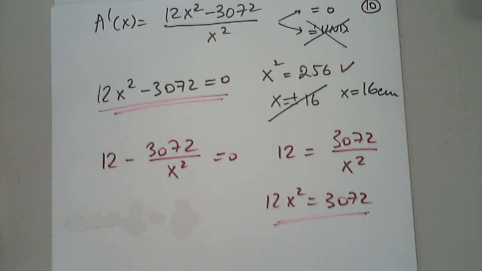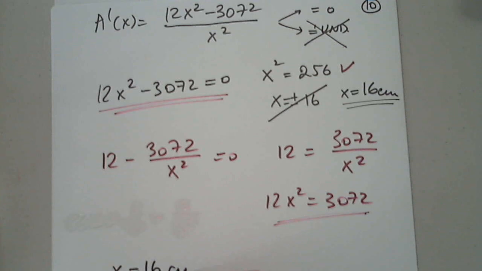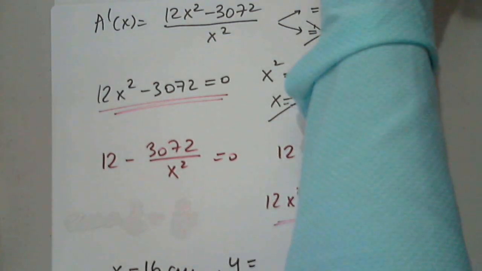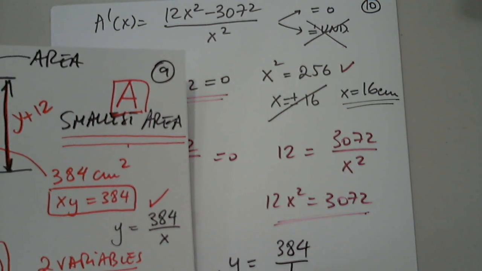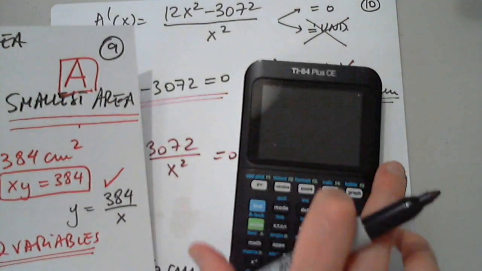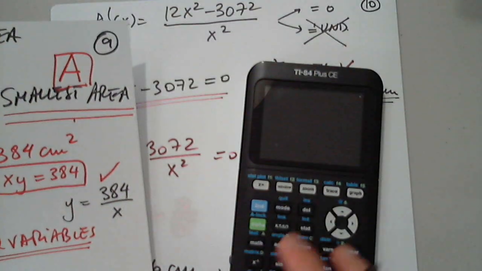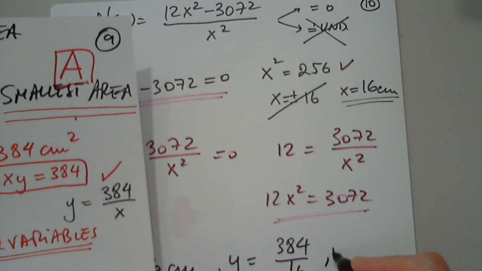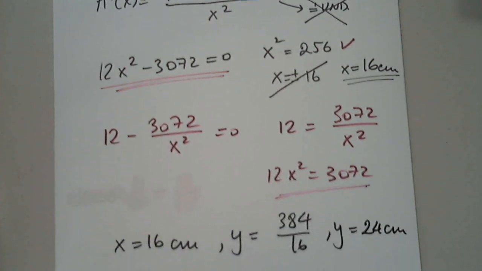Okay, so we got 16. So if x equals 16 centimeters, y will be 384 over 16. And lazy people use the calculator. 24. So then y equals 24 centimeters.